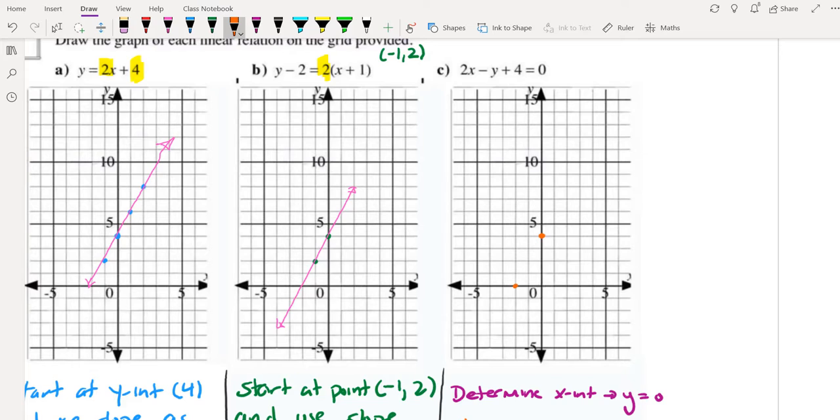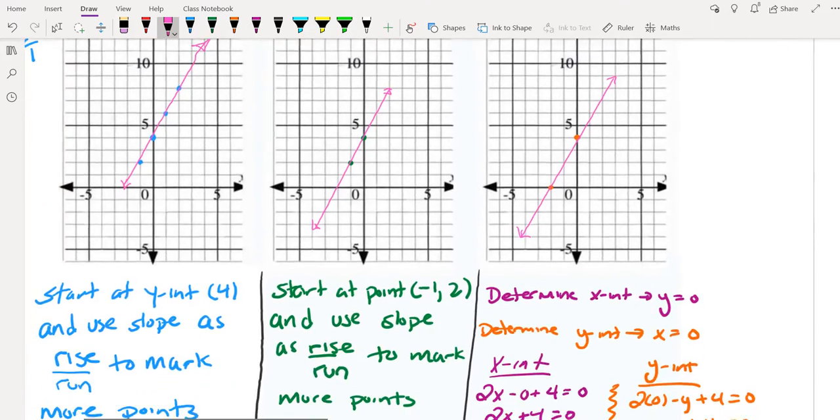And then we simply draw a line through our points. Hopefully you're noticing that this is the same line, just represented in different formats. So we've drawn the exact same line, even though the equation looked different. So it's something to be aware of, right?